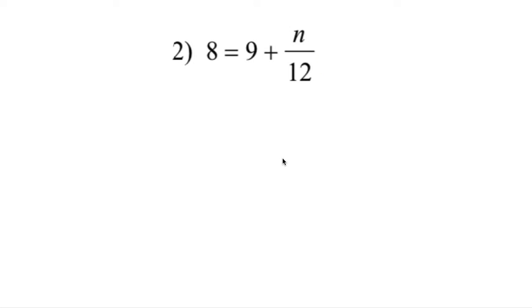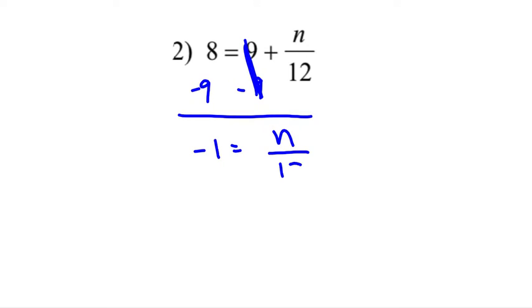Next, no distributive property, no combining like terms. We start moving things. We have to move the 9. That's a positive 9. So I will start by subtracting 9 from both sides. 9 minus 9 is 0. They're gone. 8 minus 9 is -1 equals n divided by 12. Now we need to get n by itself. This is being divided, so we will do the opposite on both sides, and we will multiply by 12.